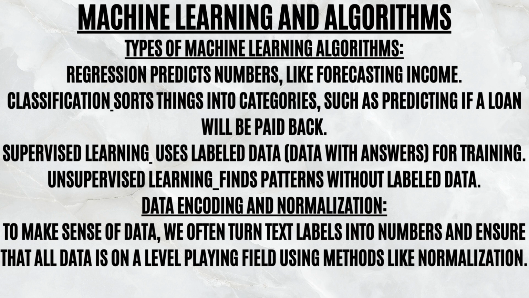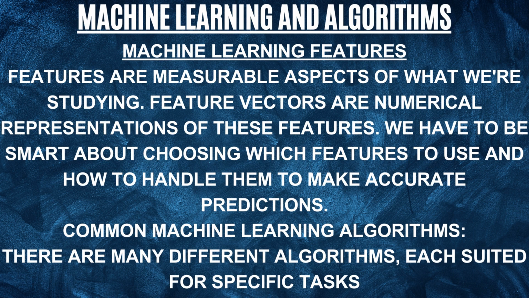Data encoding and normalization. To make sense of data, we often turn text labels into numbers and ensure that all data is on a level playing field using methods like normalization. Features are measurable aspects of what we are studying. Feature vectors are numerical representations of these features. We have to be smart about choosing which features to use and how to handle them to make accurate predictions. Common machine learning algorithms. There are many different algorithms, each suited for specific tasks.